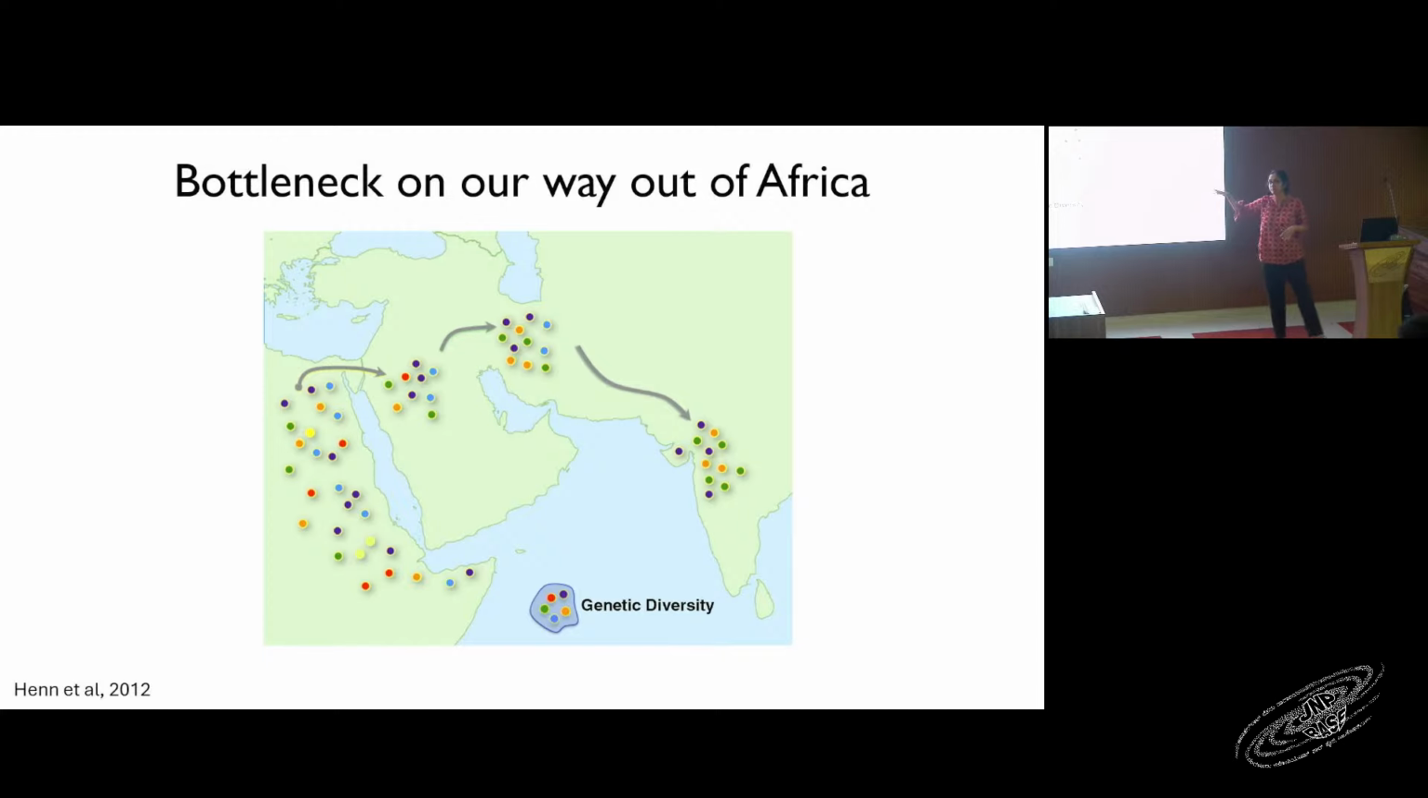And what this bottleneck means is that the genetic diversity is a lot less in every part of the world except Africa. So if you really study African populations, this is a huge wealth of genetic information that you would not capture if you studied any other population in the world.